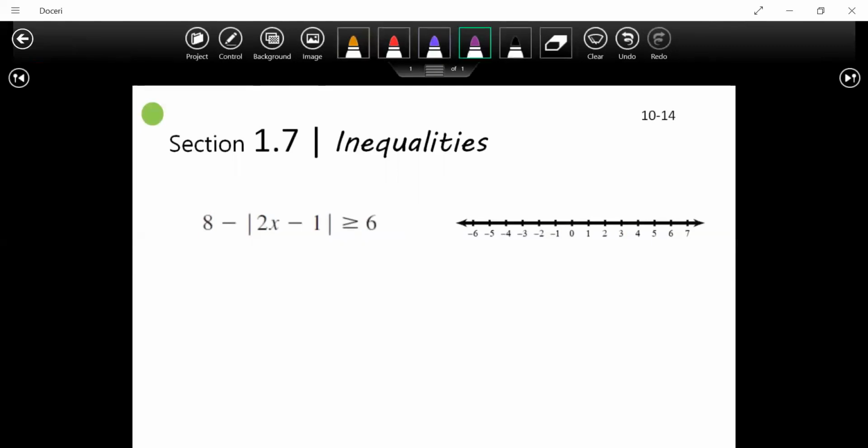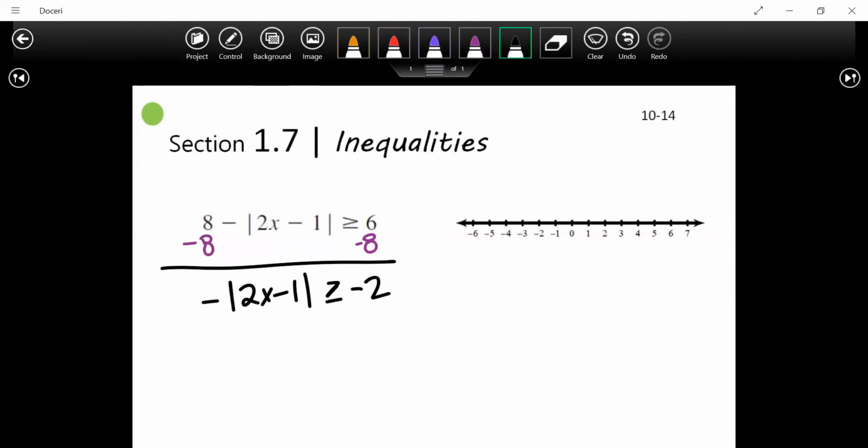Looking at the absolute value inequalities, the first thing I want to get rid of is the 8 on this side. I want to get to that inequality first. Inequality acts like parentheses, so we have to do everything on the outside first. I still keep that negative. So give me negative 2. What should I do with that negative? Divide it. What happens when I divide by a negative?